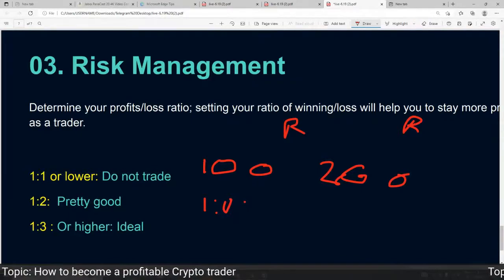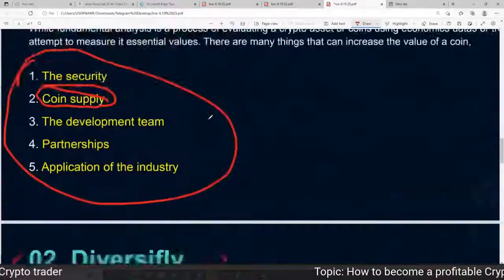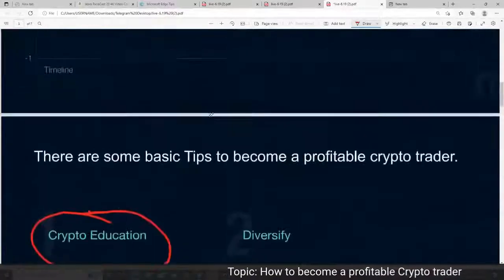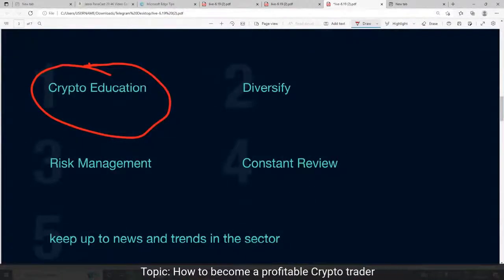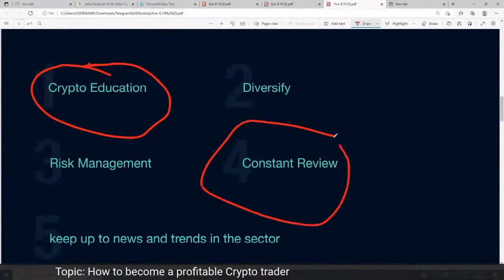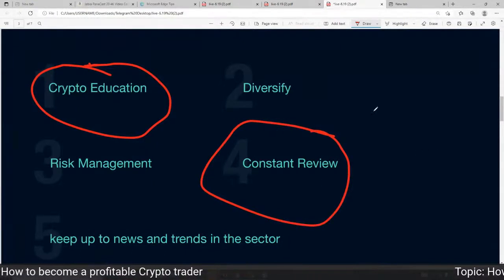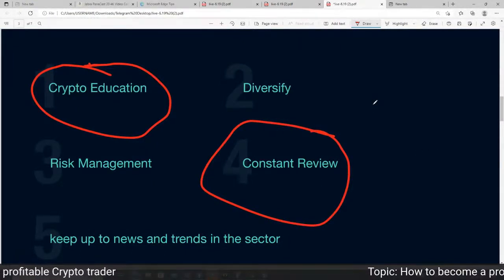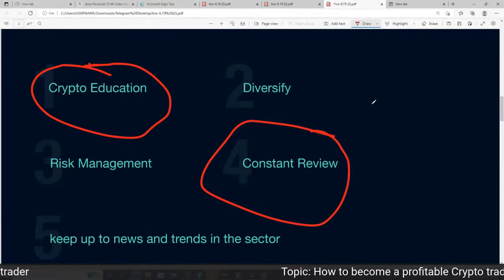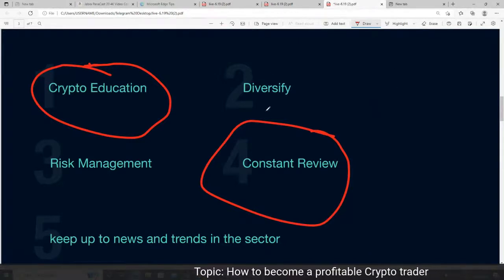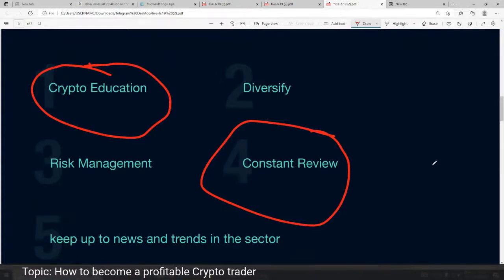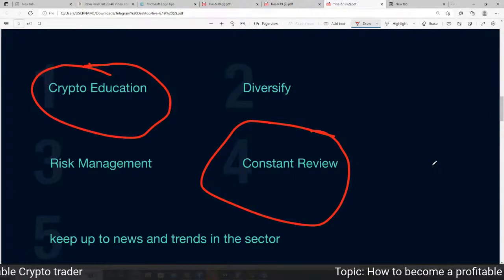Now, the next thing we have to talk about is constant review. Traders do not review their trades, do not review their journey as a trader. So one day, bring out time, go to your trade history, go to your closed trade positions. Use your calculator.